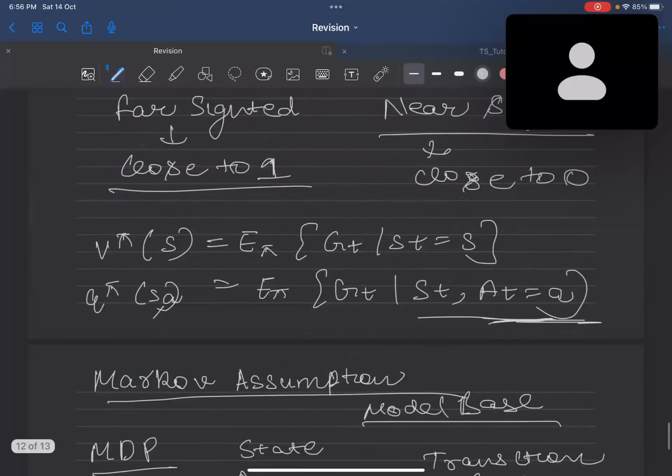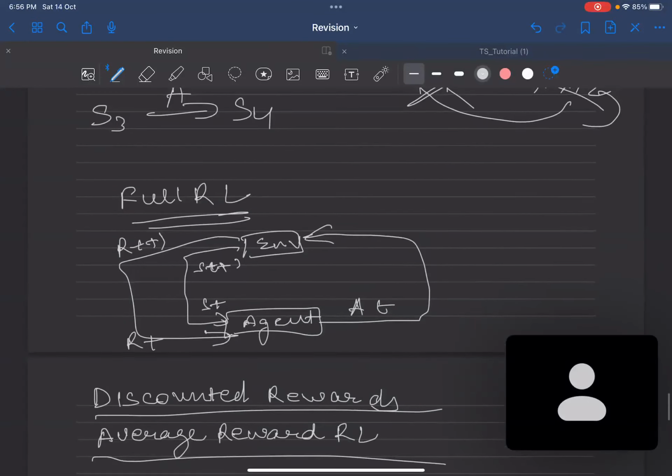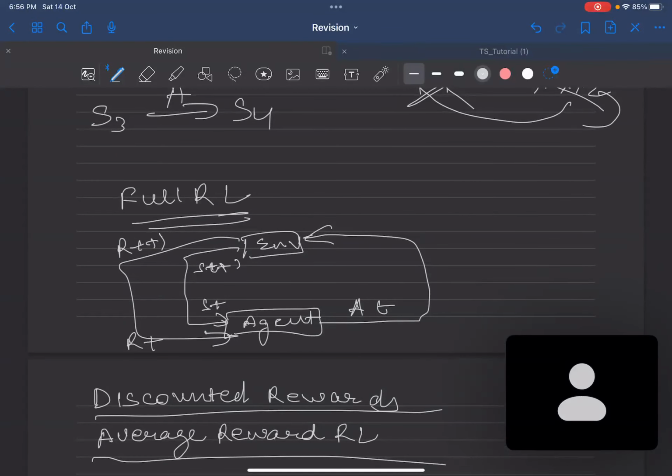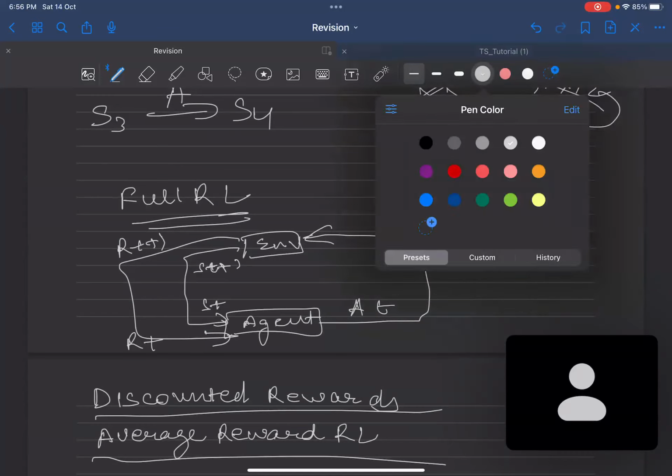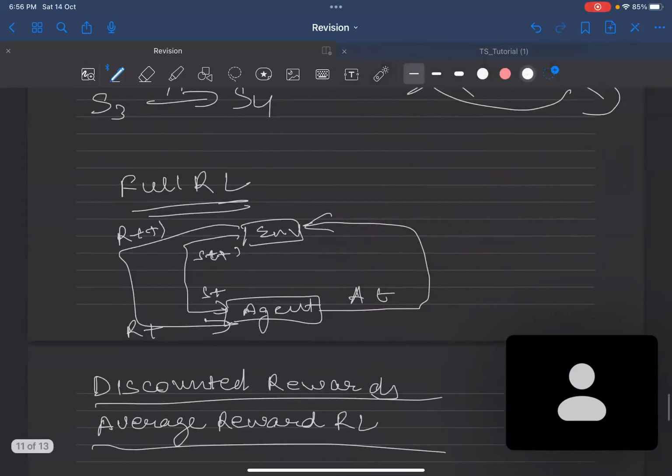It's not working. Okay. Suddenly my pencil stopped working. This is stochasticity.